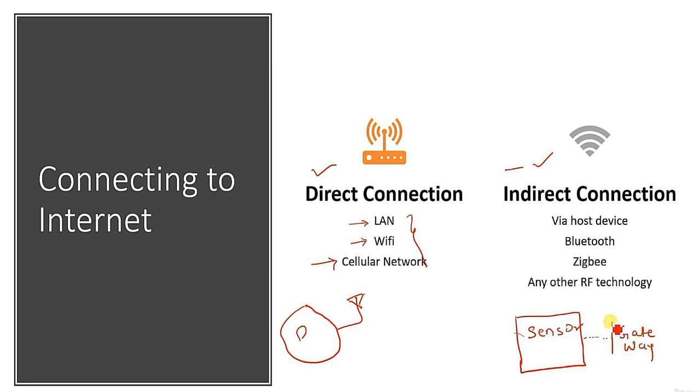This communication may happen through a number of different communication channels. So this can be Zigbee, this can be RF, this can be Bluetooth. It can be a number of different technologies available. And this gateway will then connect directly to the internet and send the data. So this is an indirect communication and this is a direct connection to the internet, both of which are needed depending upon the application at hand.